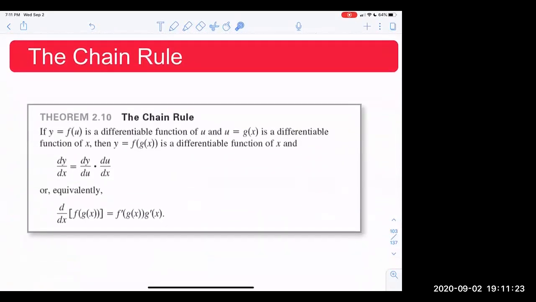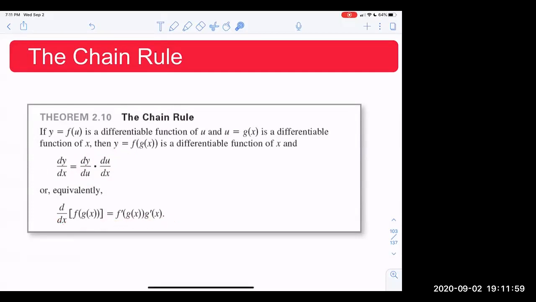Well, when we think of our functions, they give it in 2 different formats here, okay? So if I want to look at the change in y with respect to x, I want to look at the change in y with respect to some middle function and the change in the middle function with respect to x.